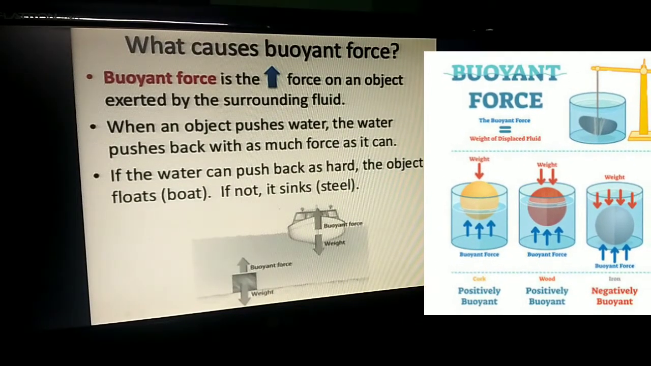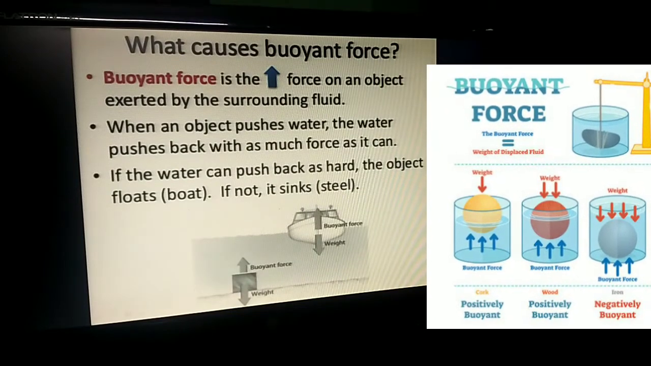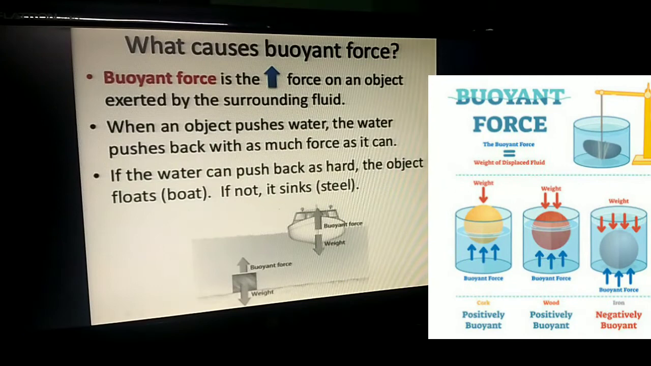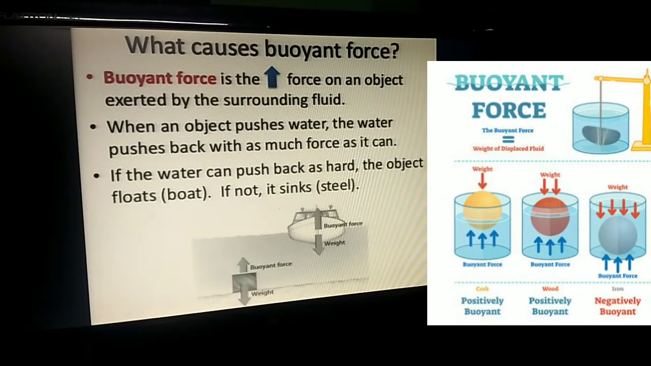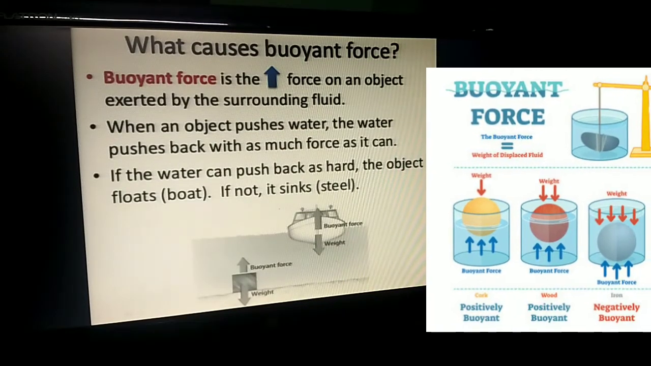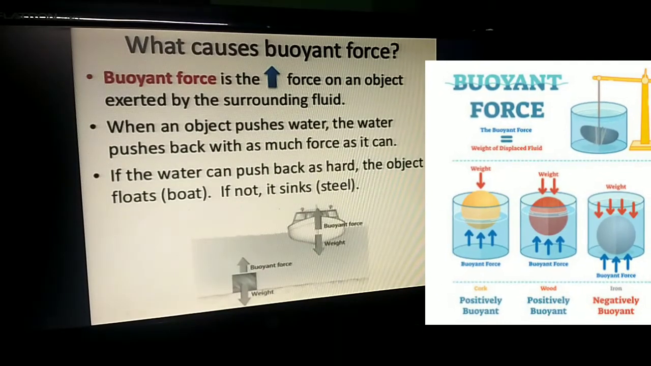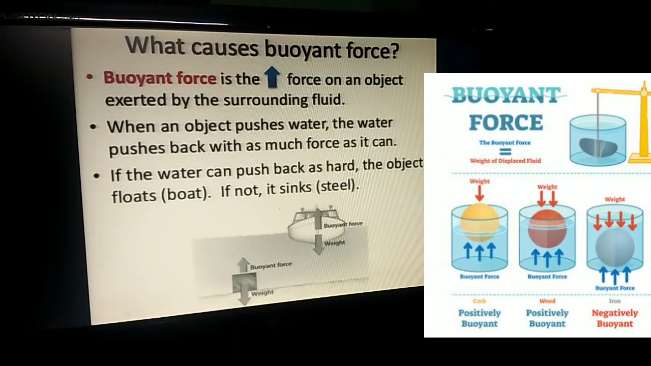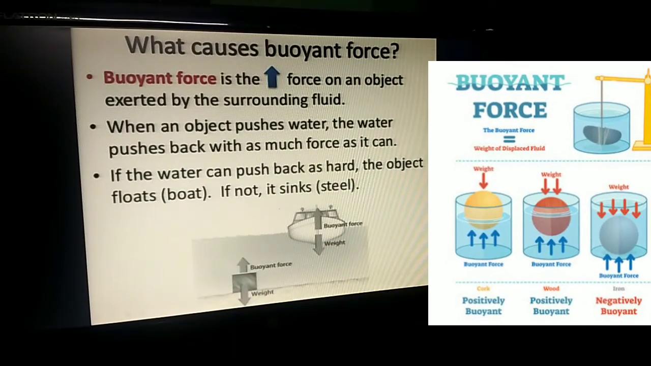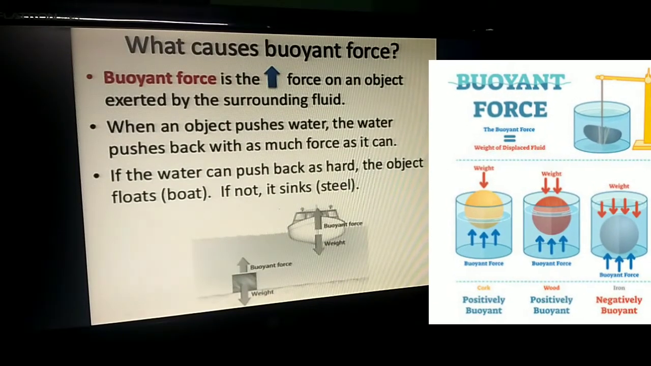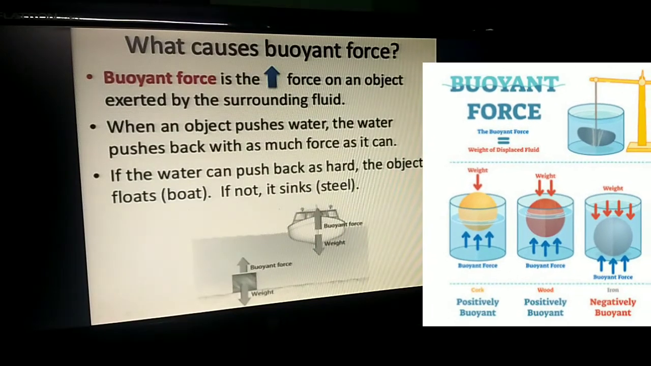Coming to the properties of fluids: at any point where the fluid is in contact with a surface, the pressure is directed perpendicularly to the surface. At any point inside the fluid, the pressure is directed in all directions with the same magnitude. The pressure at any point in a fluid increases with depth.